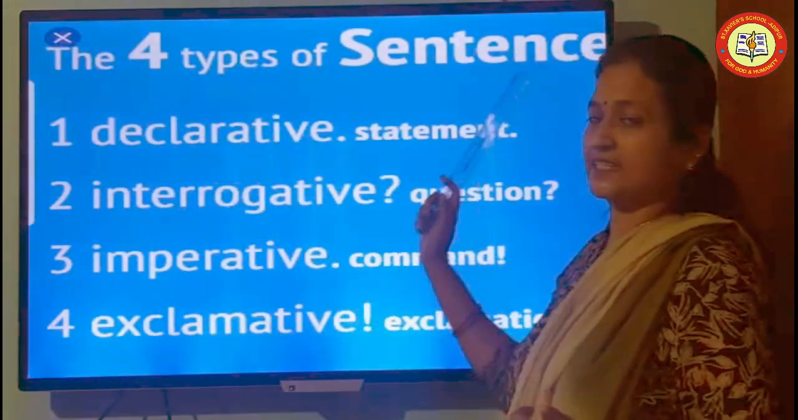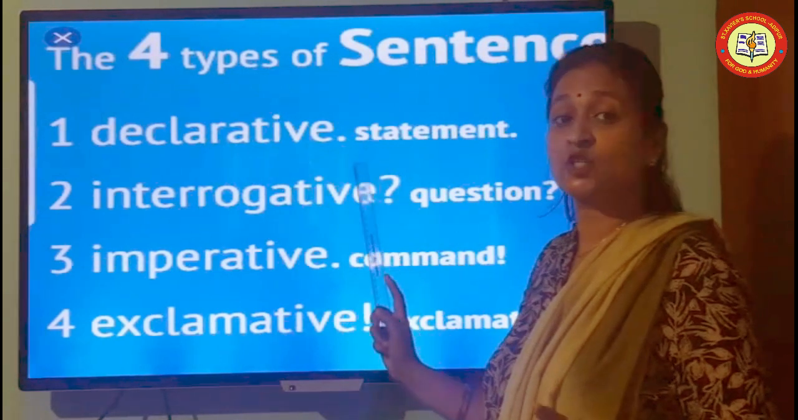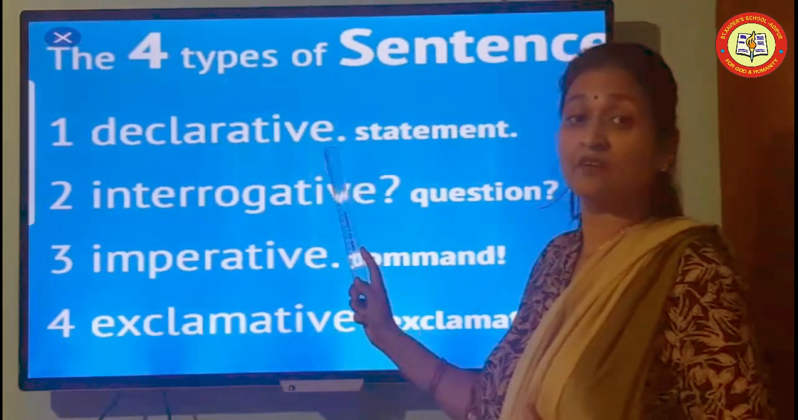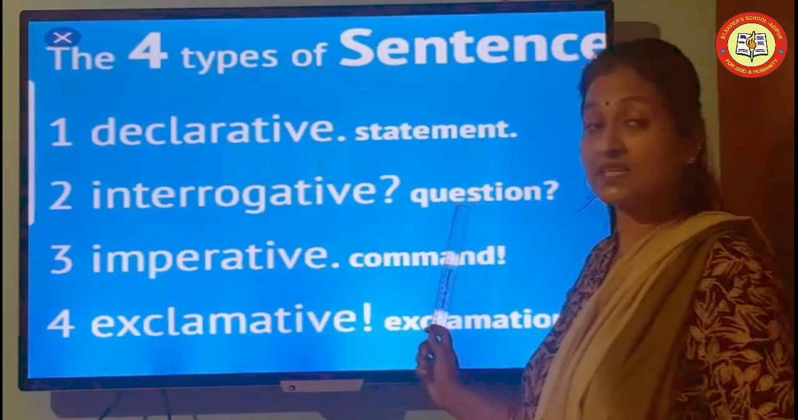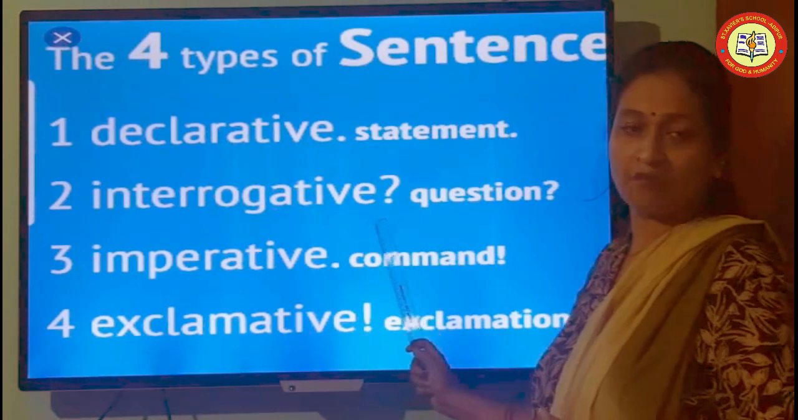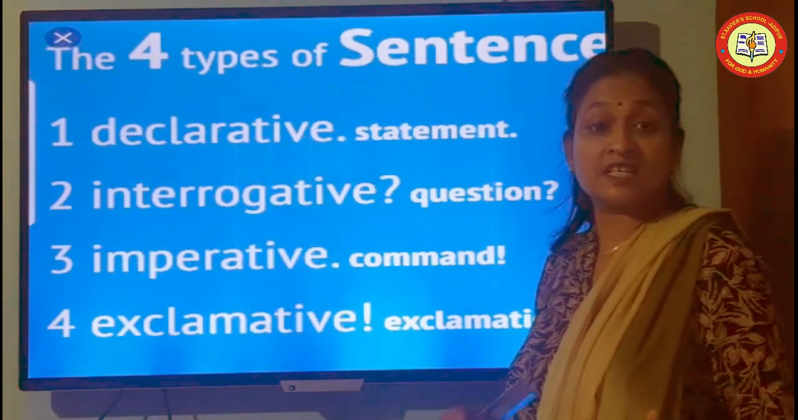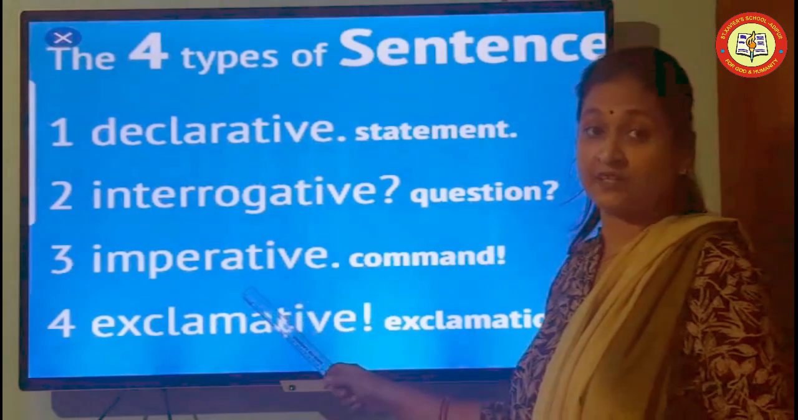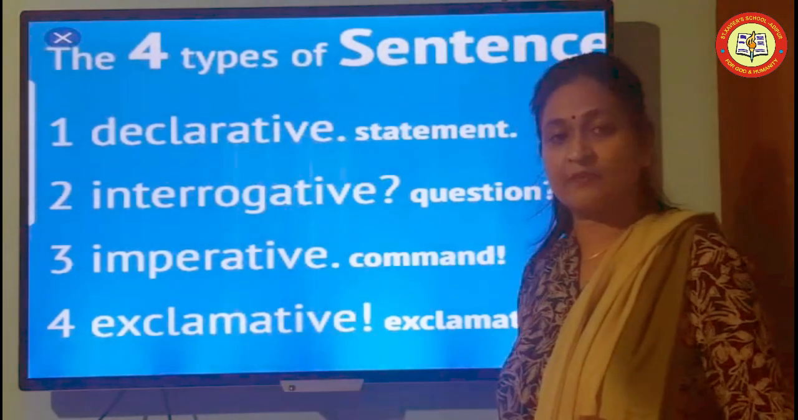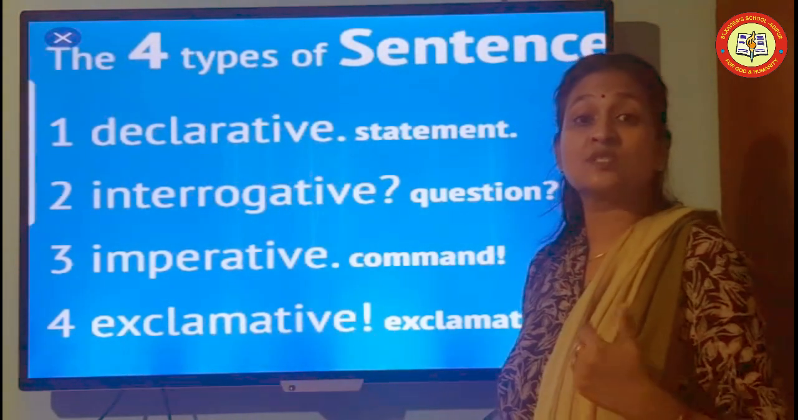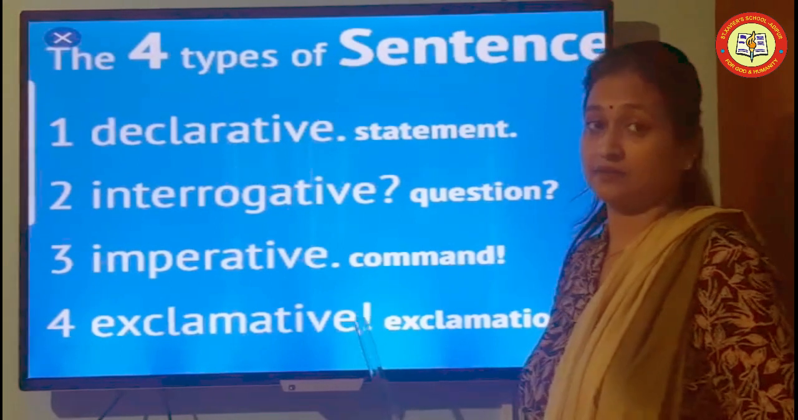The 4 types of sentence. First one is declarative, which we also call assertive sentences. They are actually statements, and they end with a full stop. Interrogative, when you interrogate, when you ask questions. So they are the question sentences and they end with a question mark. Third one is imperative. Any command, request, wish, suggestion, advice, they all come under the category of imperative sentences, and that also ends with a full stop. Exclamative or exclamatory sentences are sentences which give you a sudden feeling, and they end with an exclamation mark.